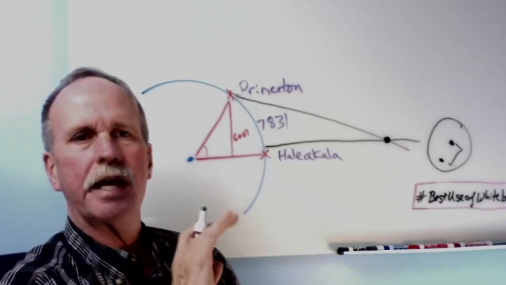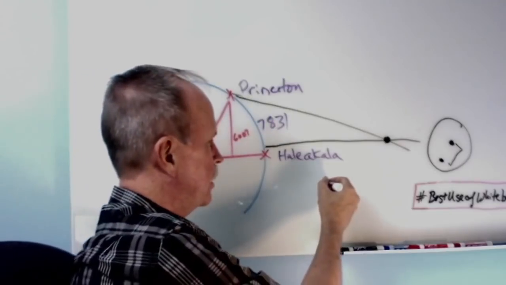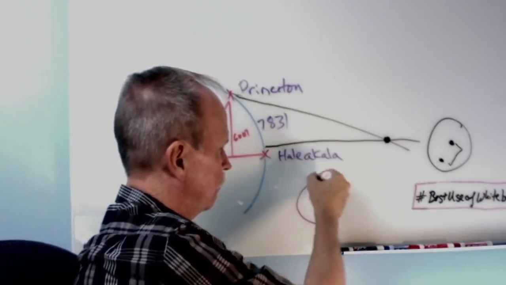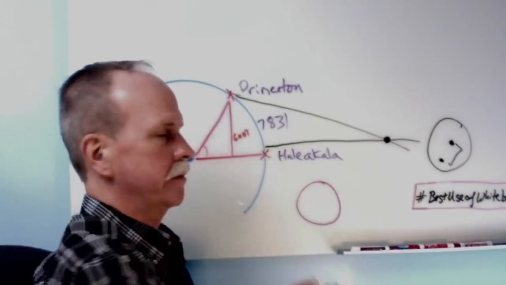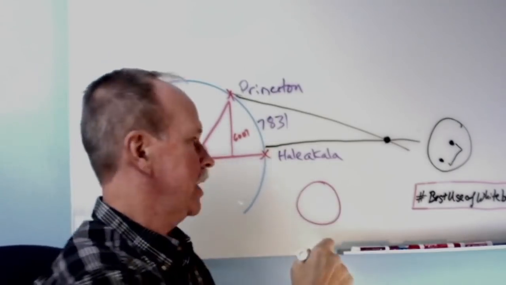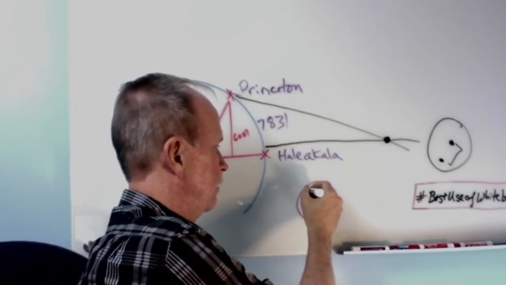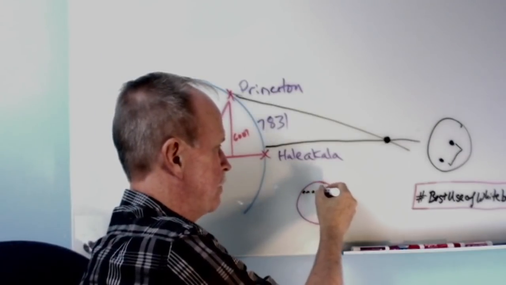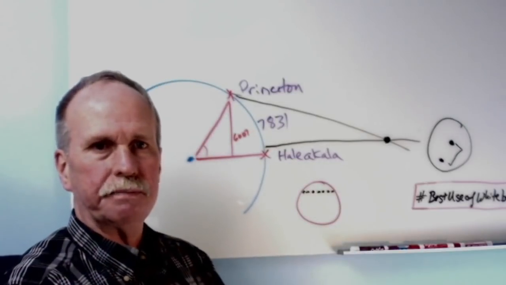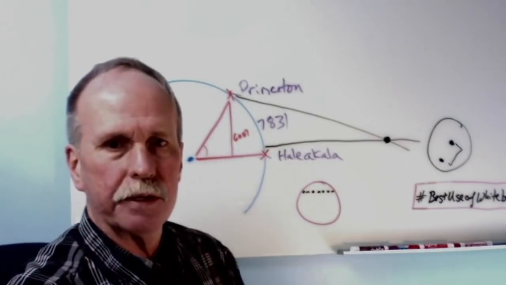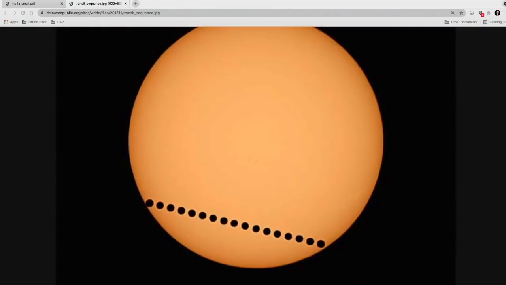Now, what you see on a transit of Venus is, if you look at the Sun, you will see a small dot that represents the planet Venus. And that dot will trace a path across the Sun like so. And here's an example of that. So here's a transit of Venus. I don't know if this was 2004 or 2012. It was probably one of the two.